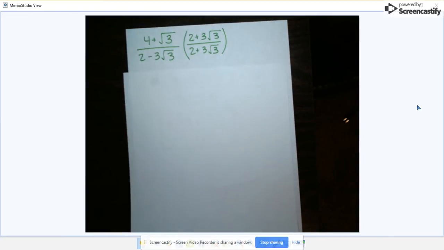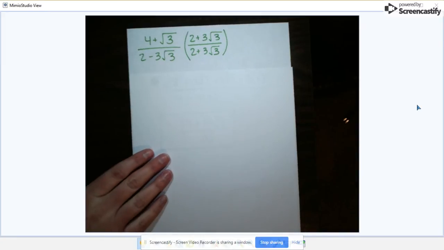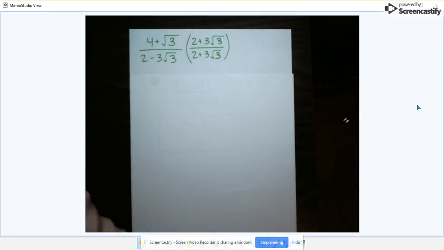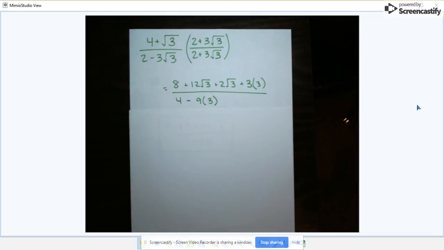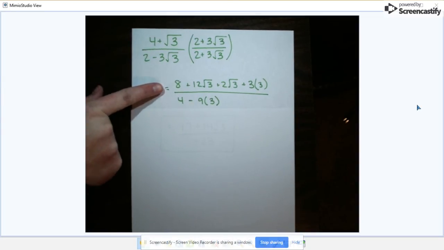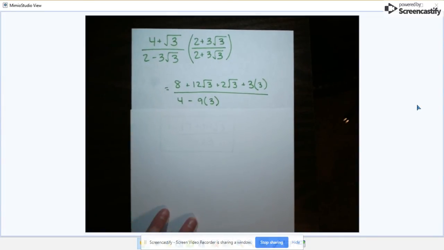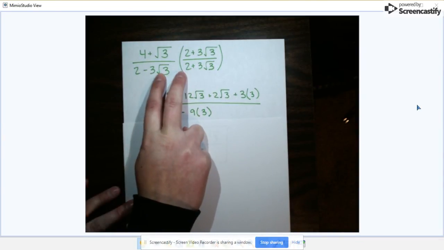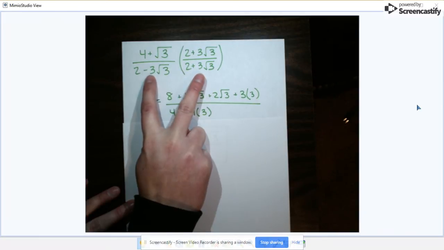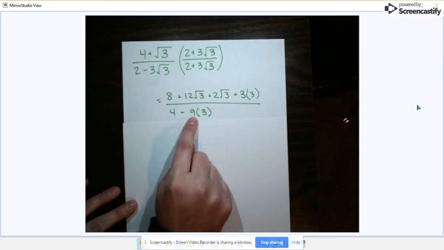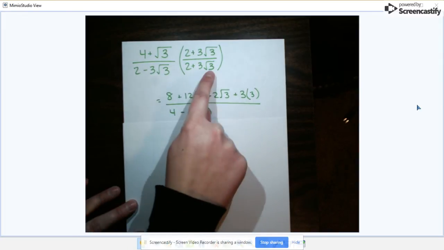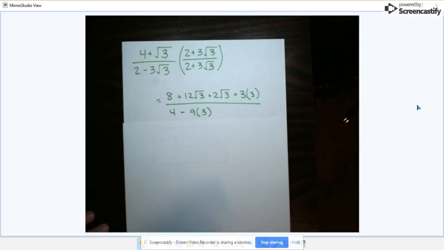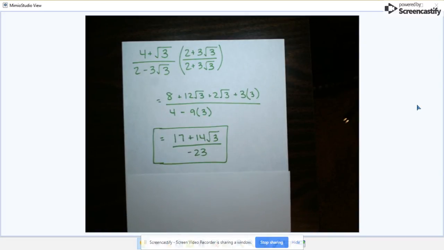Last example, here we have a binomial on the numerator as well. So when we multiply by our conjugate, we're going to have to FOIL the top. So I did that. When you FOIL the numerator, this is what you get. And for your denominator, be very careful. When we do our firsts, we get 4. Outsides and insides cancel, so we're on to our lasts. Don't forget to multiply those two 3's out in front of your radicals. So 3 times 3 is where I get this 9. And then square root of 3 times square root of 3 is where I get that 3. So you have the numerator becoming 17 plus 14 root 3, and your denominator is negative 23.